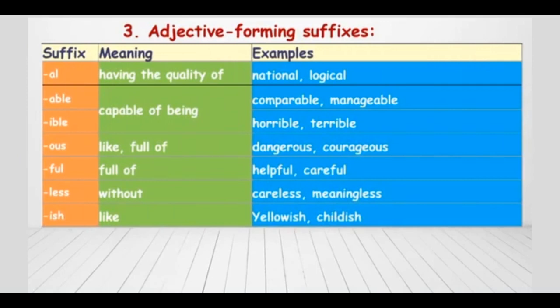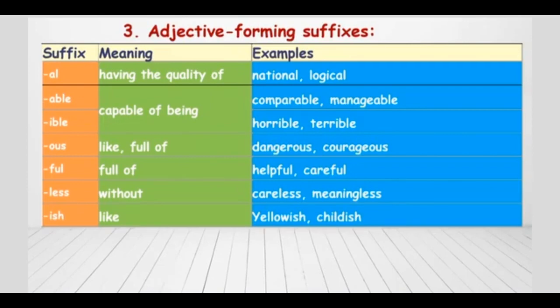The suffixes we have here are AL, ABLE, IBLE, OUS, FUL, LESS, and ISH. AL, the meaning is having the quality of. As an example, we say national, logical, rational. Notice that national ends in AL and logical ends in AL. These two words are adjectives and they are made using the suffix AL.